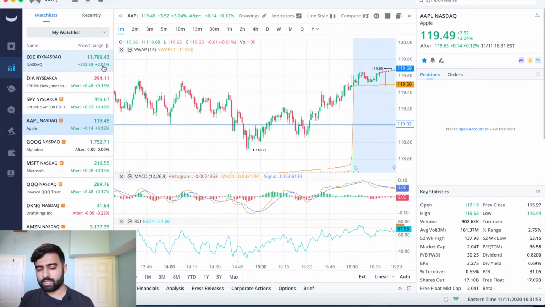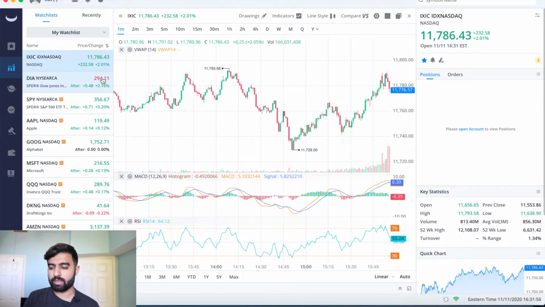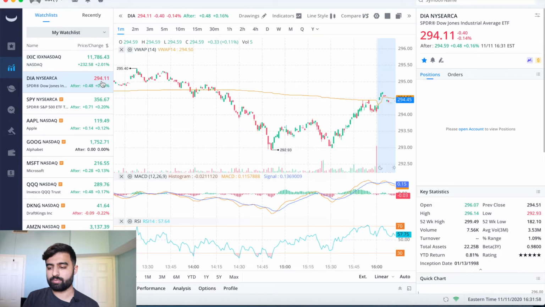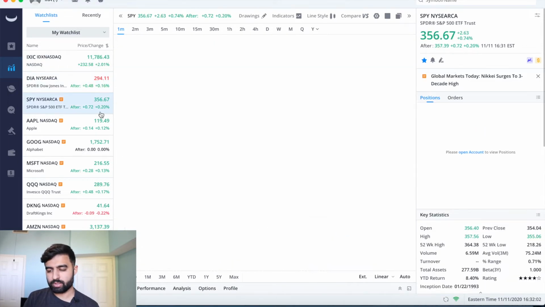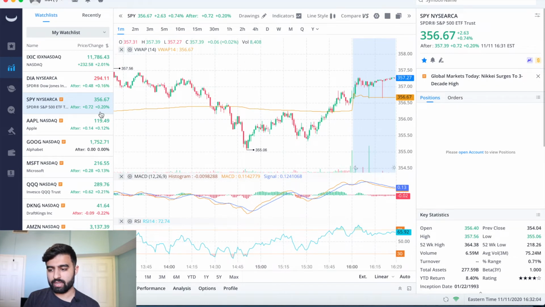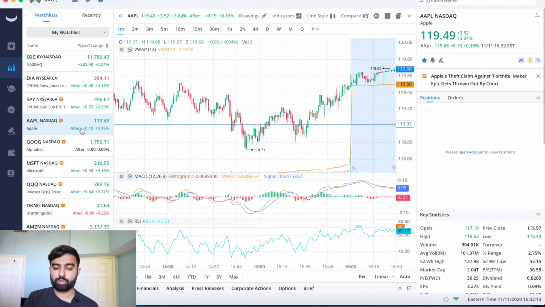So let's take a look at some of the other indexes. NASDAQ was up about 2%. The Dow was down 40 points. It's up 48 points after hours, so basically flat. And then S&P was up $2.63, which is 0.74%, and up another 73 cents after hours. So great day overall for the markets in terms of the S&P and NASDAQ.